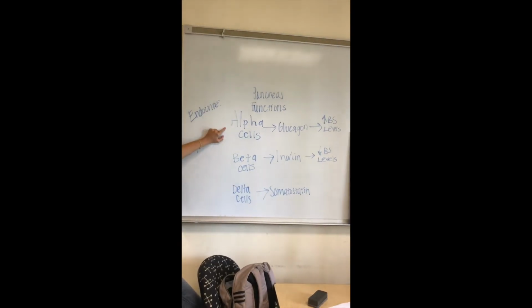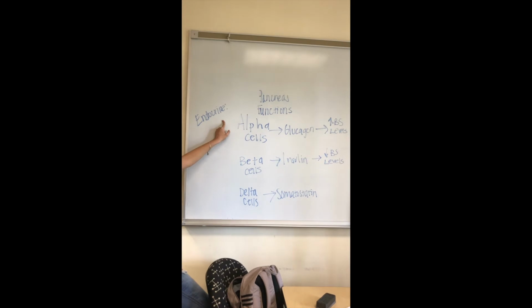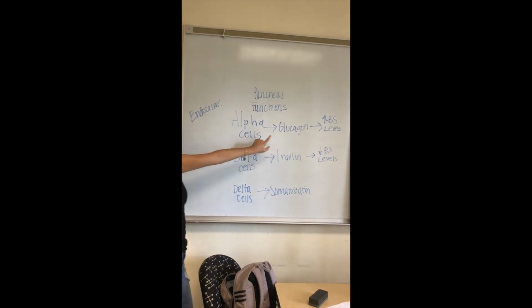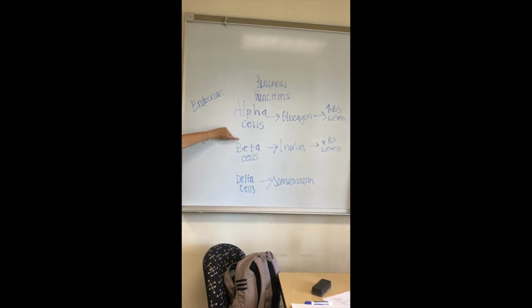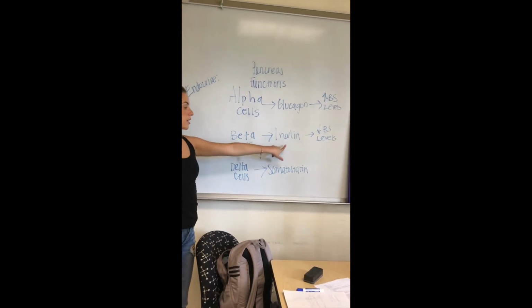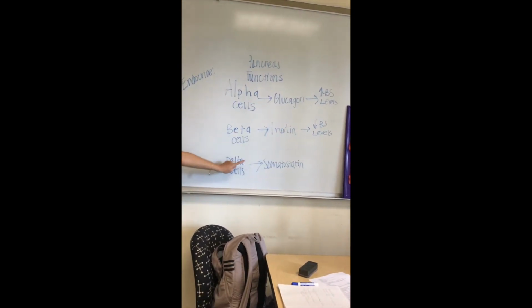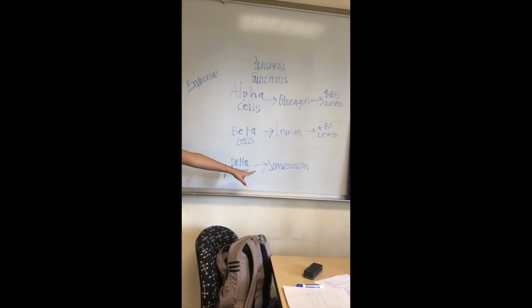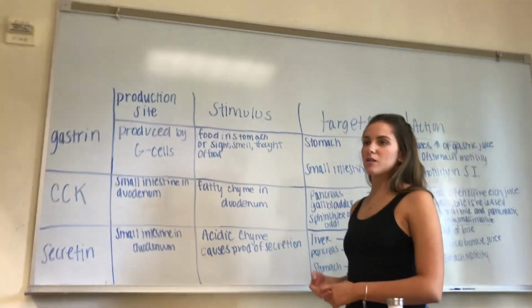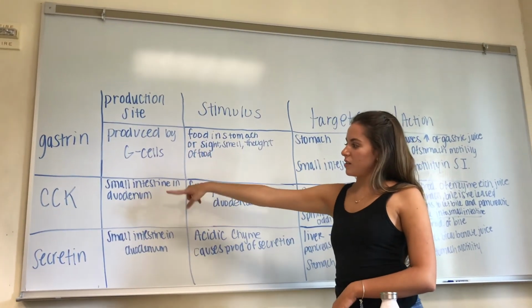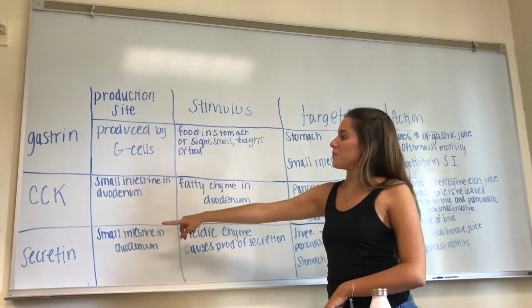So these are the functions of the pancreas for the endocrine cells. Alpha cells produce glucagon, which increases blood sugar levels. Beta cells produce insulin and decrease blood sugar levels. Delta cells produce somatostatin. There are three main types of enteroendocrine cells: gastrin, CCK, and secretin.